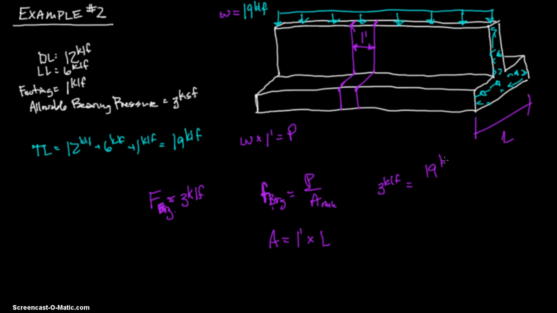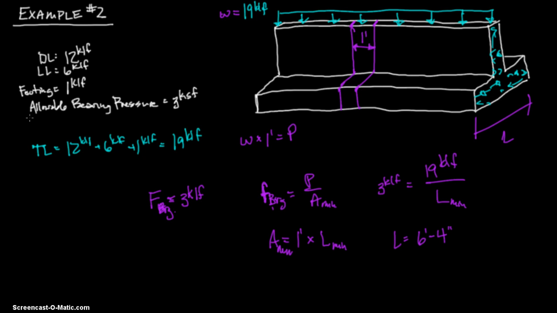So we have 19 KLF over L. We can go ahead and just do 19 divided by 3 equals L. So L equals, and remember this is going to be A min, so this is L min. Your minimum length is 6 foot 4 inches, 6.3. And once again, 6'4" is exactly what it is. So that's maxing out this allowable bearing pressure.